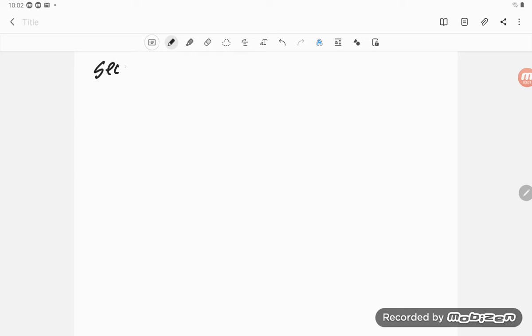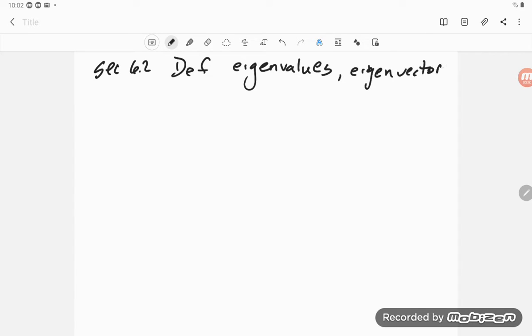Here we have section 6.2, and we want to look at our definition of eigenvalues and eigenvectors and characteristic polynomial.